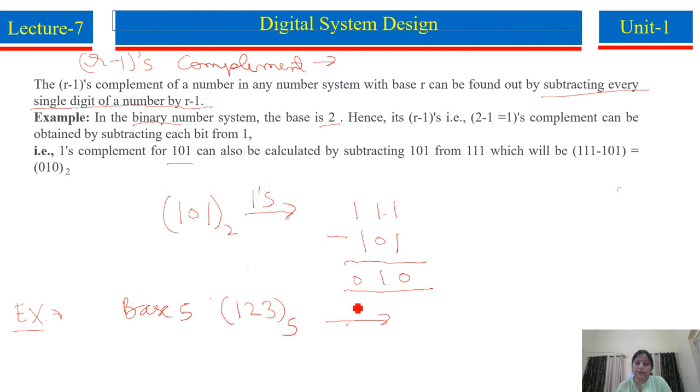I have always told you, first of all you calculate r minus 1's complement. r minus 1 means you calculate 4's complement. How do we calculate 4's complement? So first of all write this number 1, 2, 3 and subtract this number from r minus 1 means 4, 4, 4. See, 4 minus 3 is 1, 4 minus 2 is 2, 4 minus 1 is 3. This is the 4's complement of this number. So you don't have to do anything else for r minus 1's complement. You subtract every single digit of the number from r minus 1, where r is the radix of that number.